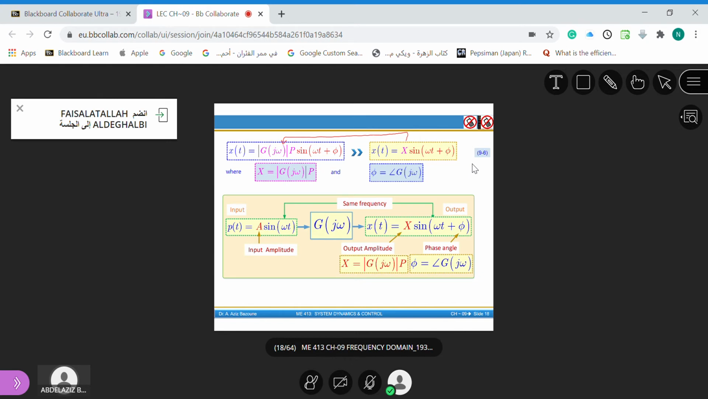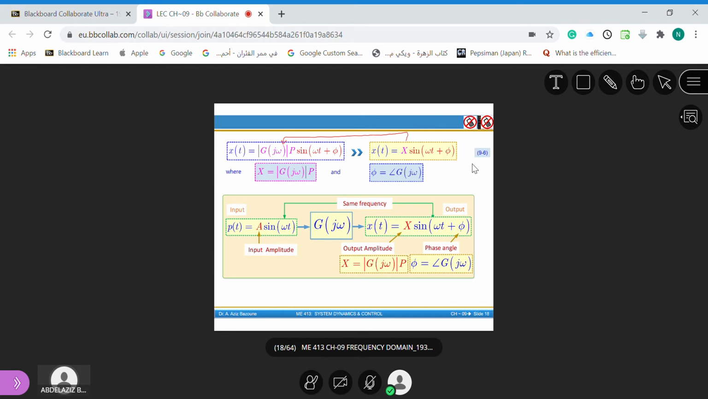So this is what we have now. X will be the magnitude of G(jω) times P. This is the amplitude of the output, and this is the phase angle. So it turns out you just need to know what G(jω) is, and you are done. Once you know G(jω), you will be able to calculate the phase angle, and you will be able to calculate the amplitude of the output. The amplitude of the output will be the magnitude of G(jω) times P.